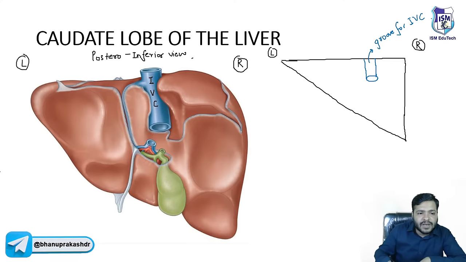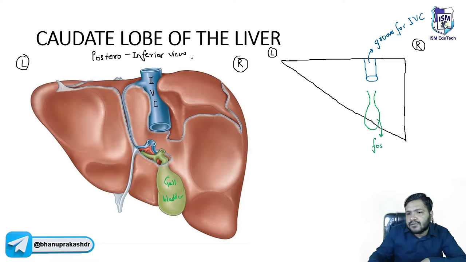You can see over here, on the inferior surface, you can see the gall bladder. You can easily see the gall bladder over here, right? So we have a fossa that is present over here, and that fossa is called the fossa of the gall bladder.